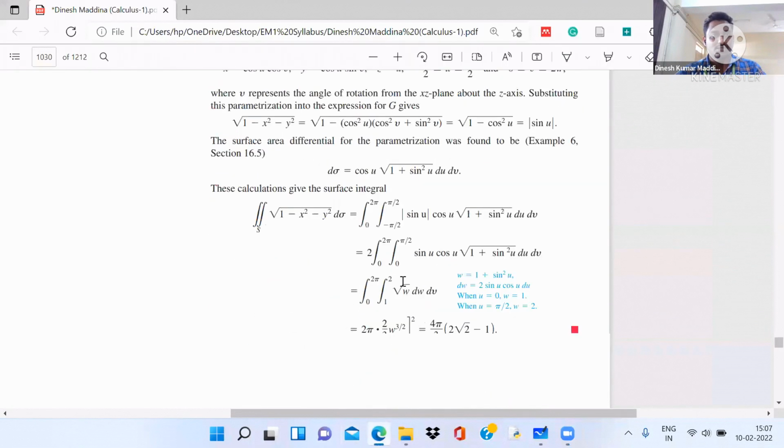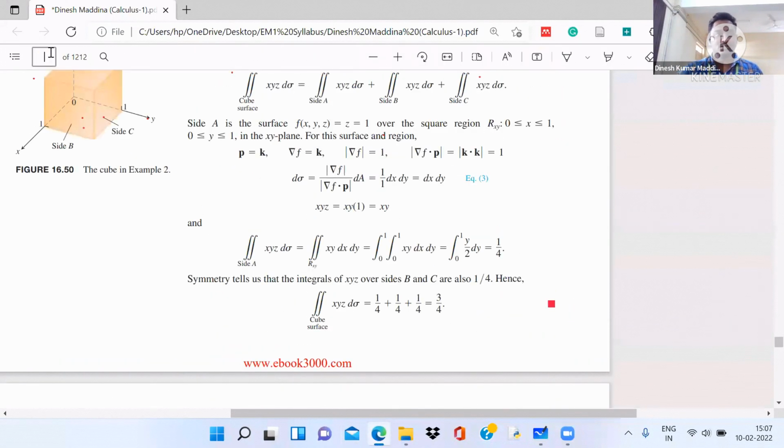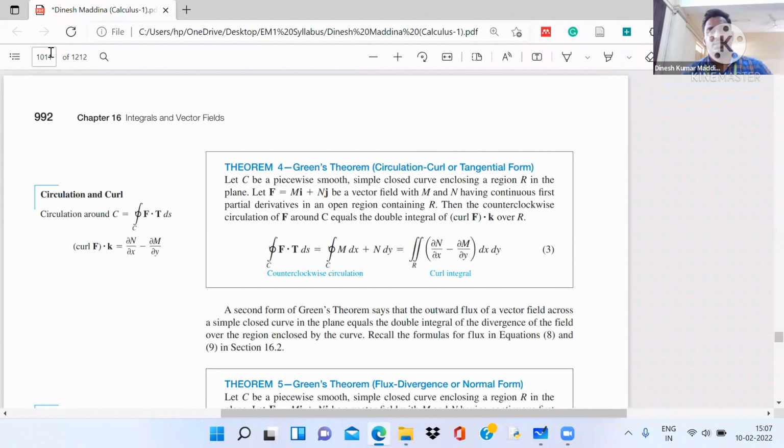So I'm sharing my screen. Here it says C is a piecewise smooth curve. A smooth curve goes smoothly; simply put, it doesn't have any sharp turns. That curve you can call a smooth curve and a simple closed curve.